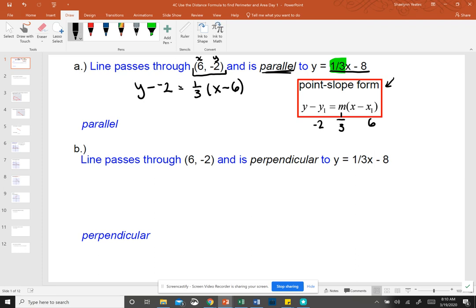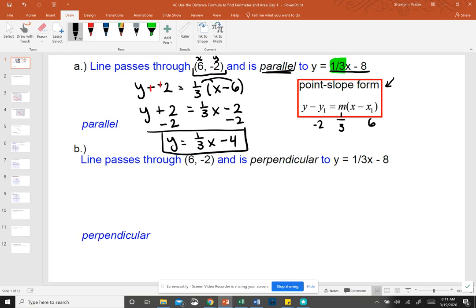So the first thing I would recognize is that if this is minus a negative, it's the same thing as plus a positive. And then from here, I'm going to distribute that 1/3. So then I would have y plus 2 equals, and then we'll have 1/3 x minus 2. 1/3 times -6 is -2. All right, from here, all I have to do is subtract the 2 from both sides. And I get y equals 1/3 x minus 4. And there's my new equation of a line that's parallel to 1/3 x minus 8 and goes through 6, -2.